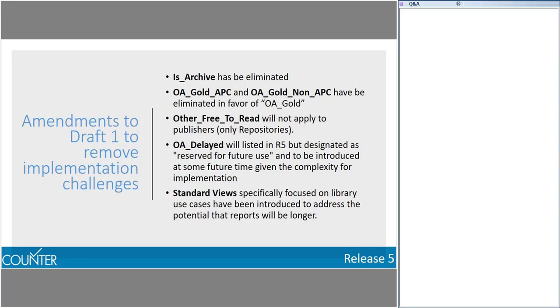Also, I won't go into great detail again, Oliver's covered OA delayed. By this, we really mean content that publishers make open access after an embargo period. Some journals will make content open after a year or two. Again, that proved quite tricky to iron out, and that's why we're going to take that work forward, and we've reserved it. Standard views specifically focused on library use cases, as Oliver has explained, have been introduced to address that request.